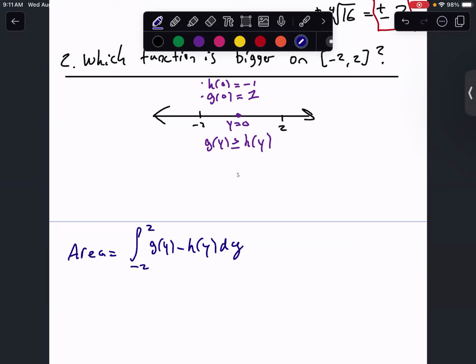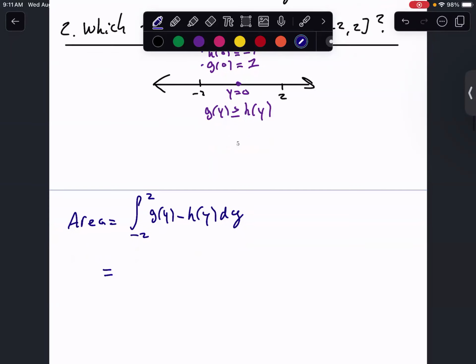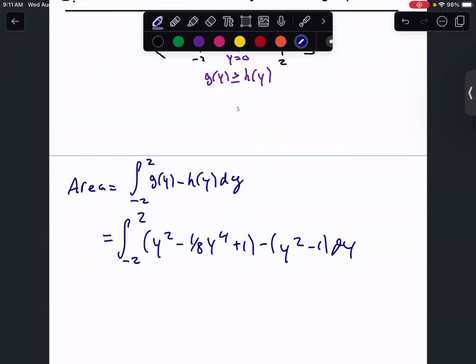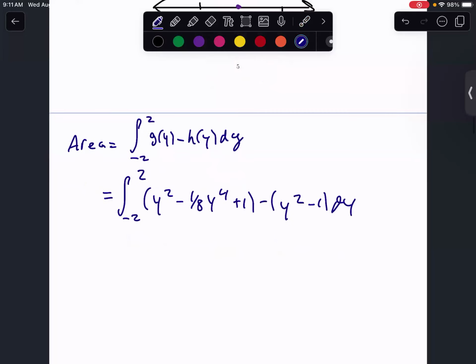because we found g of y is greater than or equal to h of y. And so just plugging in the functions that are given to us, this is going to be the integral from -2 to 2 of y squared minus 1 over 8 times y to the 4th power plus 1 minus y squared minus 1 dy. And so now it's just a matter of combining like terms and integrating. You just have to use the power rule for integration to find this one.